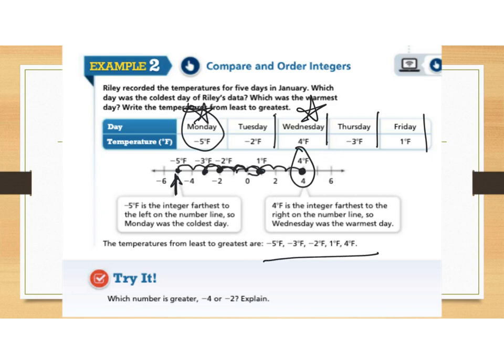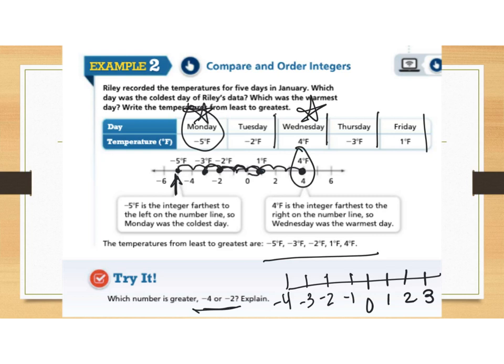So, if they were to ask us which number is greater, -4 or -2, I would recommend that you draw a number line first thing. Label your number line with enough numbers that I know you know what you're talking about. Always put a 0. Always put some positive numbers and some negative numbers.